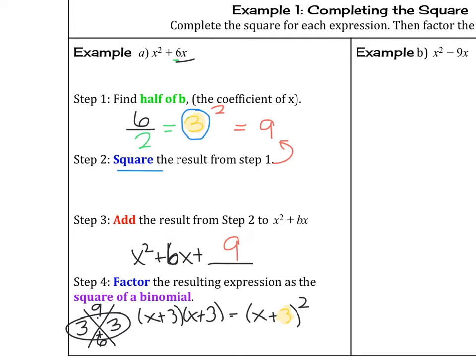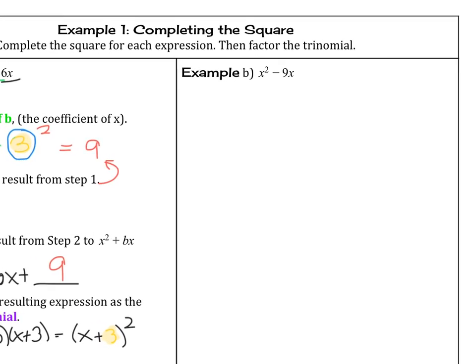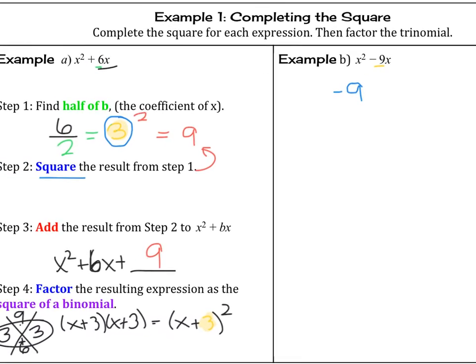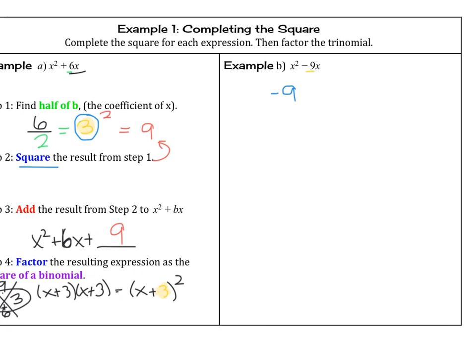So let's try one more example on the right. We have x squared minus 9x. This one's a little tougher because the b value is odd, but it's still possible. The b value is negative 9, so it's important to write the negative 9. So what do we do with that? Again, we take the negative 9 and cut it in half, or divide it by 2. It doesn't divide perfectly, that's okay.